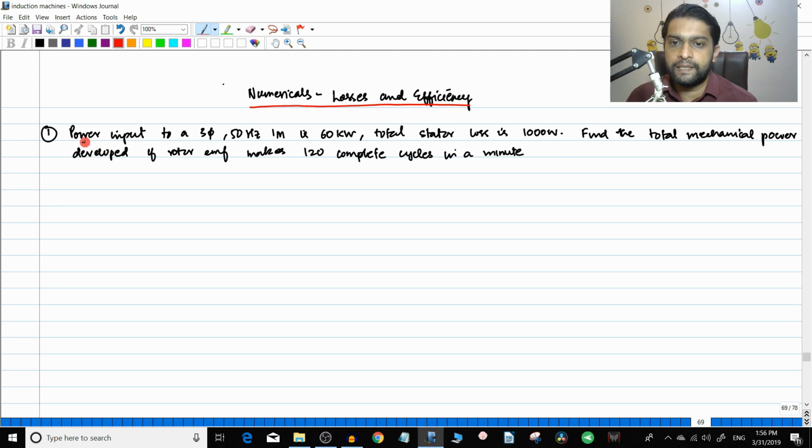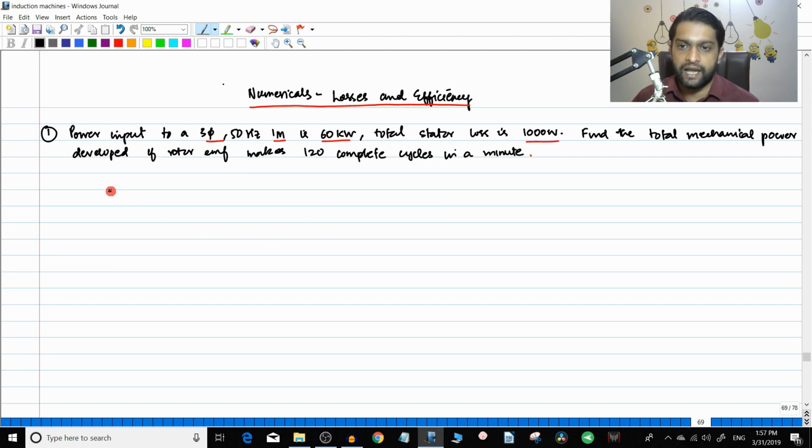So what they are telling is that the power input to a three-phase 50 Hz induction motor is 60 kilowatts. The total stator loss is 1000 watts. That means it includes both the stator copper loss as well as the stator core loss, or in general the core loss of the machine. So you have to find the total mechanical power developed if the rotor EMF makes 120 complete cycles in a minute.